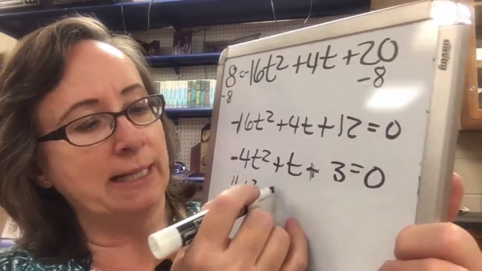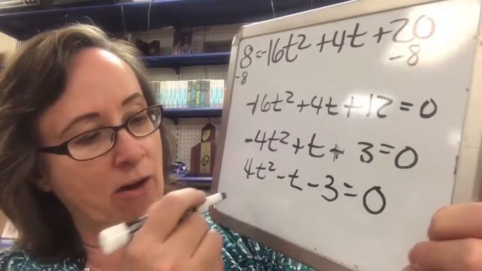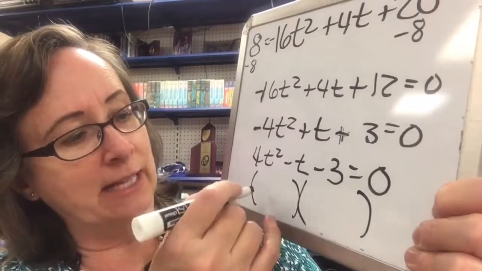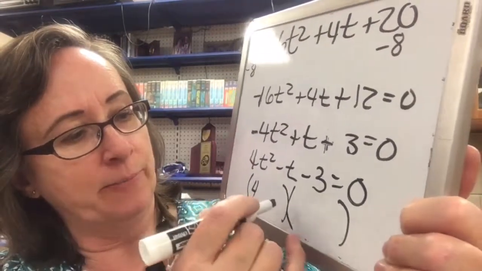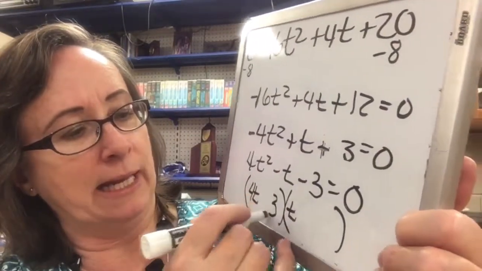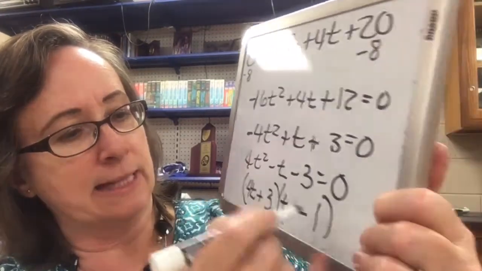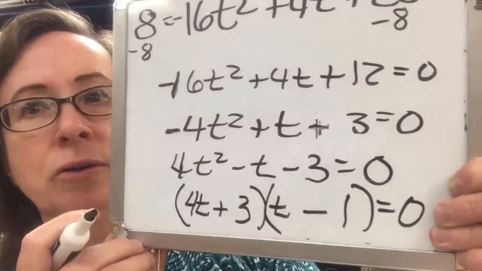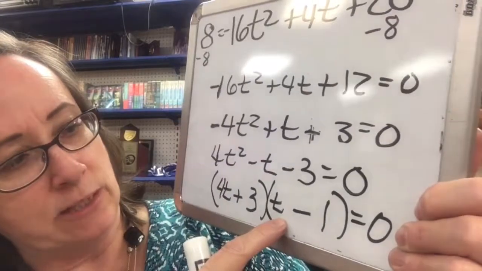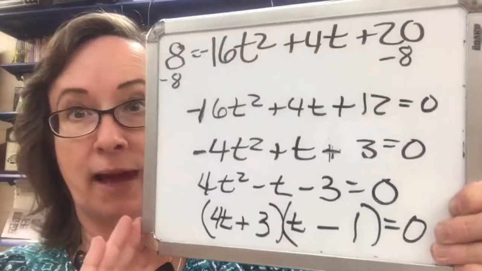4t squared minus t minus 3 equals 0. Now this thing might actually factor. Let's see. When I factor it, if I put a 4t and a t, and a 3 and a 1, and a negative and a plus, do I get back to here when I FOIL it? Let's do it. 4t squared, 3t minus 4t is a -t, minus a 3. So it does factor.